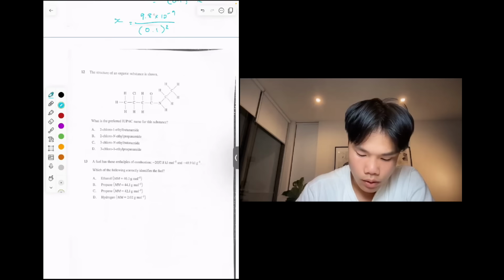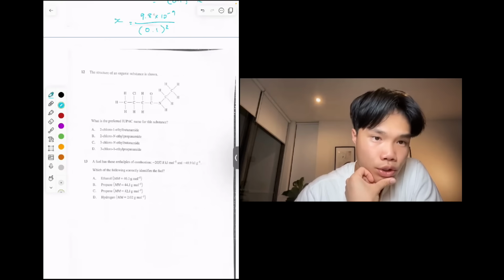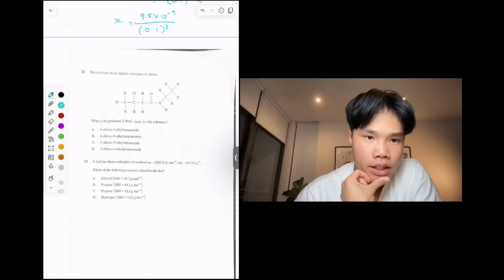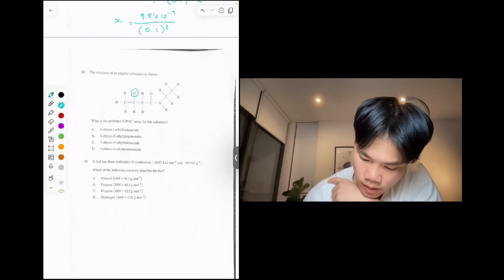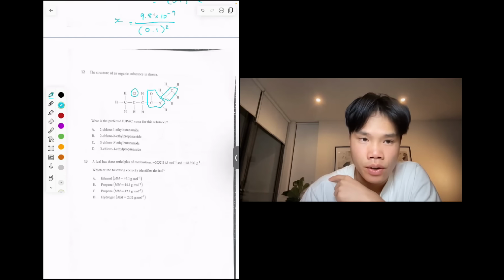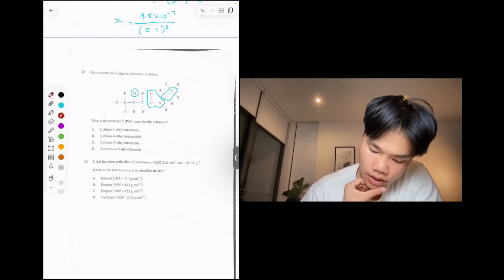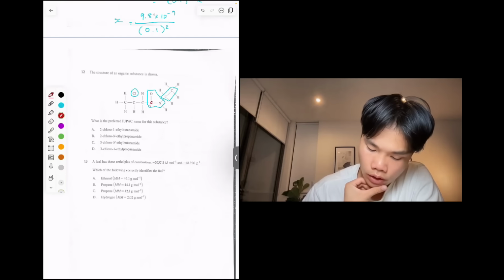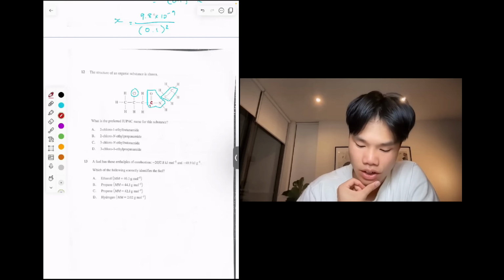All right, question 12. The structure of an organic substance is shown. What is the preferred IUPAC name for this substance? So you can see that you have a chlorine, you have an amide here, and you've got an ethyl coming off the amide, telling you that this is in fact a secondary amide. Whenever you have an amide, the carbon that is attached to the carbonyl is the lowest priority, since amide will always take the highest priority in pretty much every situation.